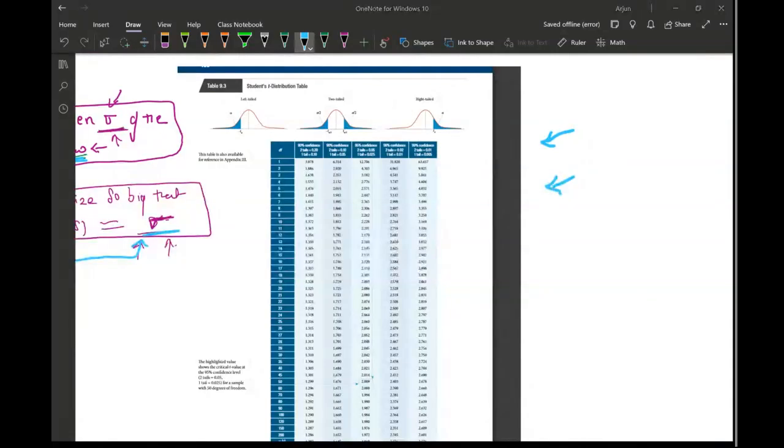So hopefully you were able to understand how to solve the questions on chapter 9.2, that is creating the confidence interval when the standard deviation of the population is given to you.